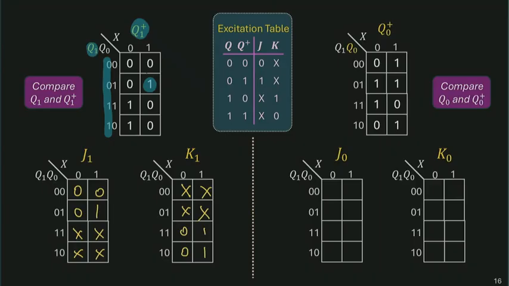In fact, with JK implementation, you always have half of the table being don't cares. And that allows for logic minimization. You can group this one with don't cares to get a larger implicant so that it can be implemented more cheaply. This is a prime implicant, and this is a prime implicant. So you can now say that J1 equals X Q0, K1 equals X.